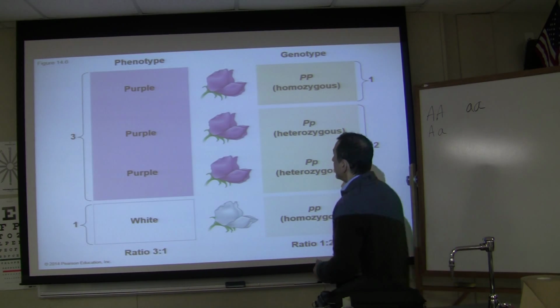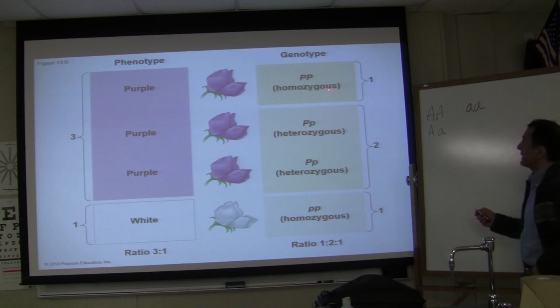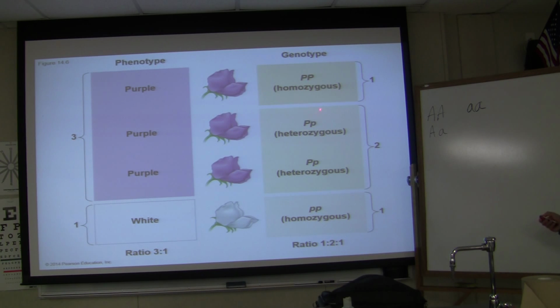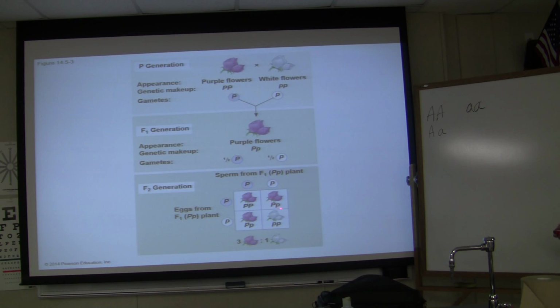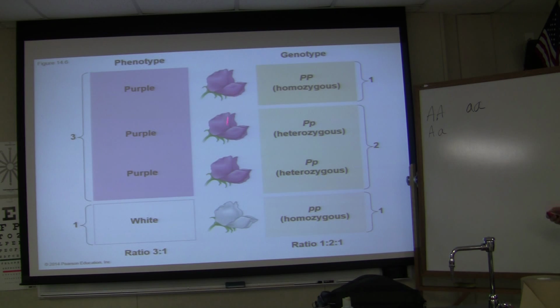Okay, let's go. Here they are: the homozygous genotype is capital P, capital P, as already mentioned. Heterozygous is capital P, small p. Those are the three flowers that Mendel was talking about, right? Those are the three flowers, and here they are.